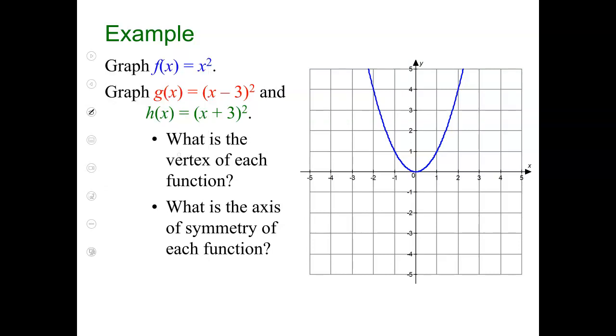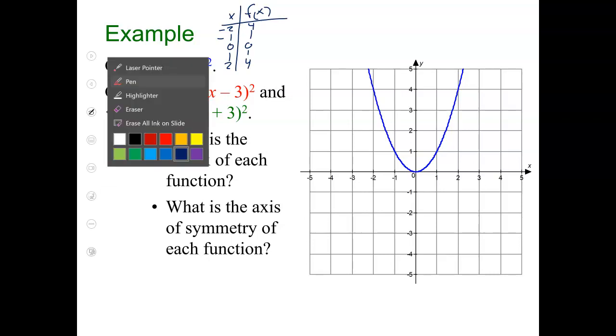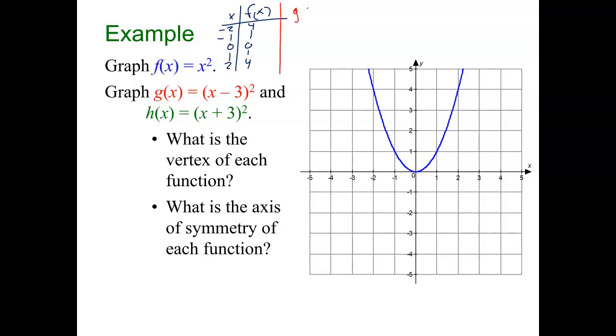All right? So if I start with f of x and my x values, my starting points are negative 2, negative 1, 0, 1, and 2, to give us 4, 1, 0, 1, and 4. Those are my parent function values. So let's compare them. If I use the same x values for g of x, if I plug in negative 2 and I subtract 3, what do I get? Negative 5. And then I square it, what do I get? 25. Can I fit that on my graph? No, that's way up there.